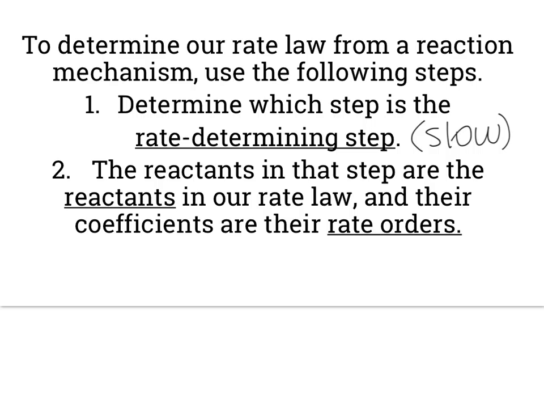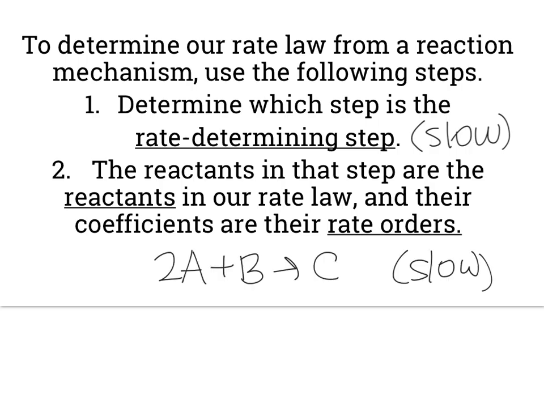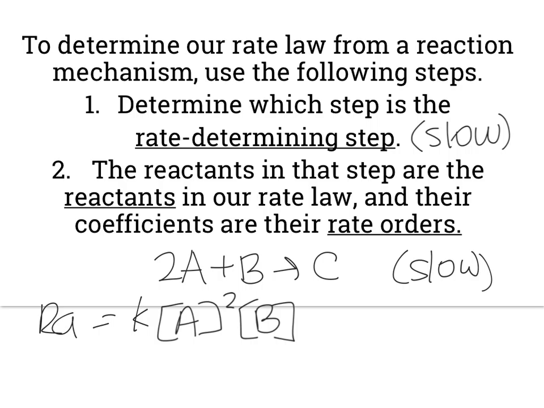So this is where the balanced equation does actually help with our rate orders. For example, if we found our slow step was 2A + B producing C, or something else, really don't care about the products, then our rate law for that would be rate = k[A]^2[B]. That's it. Just coefficients become our rate orders when you're in a reaction mechanism.